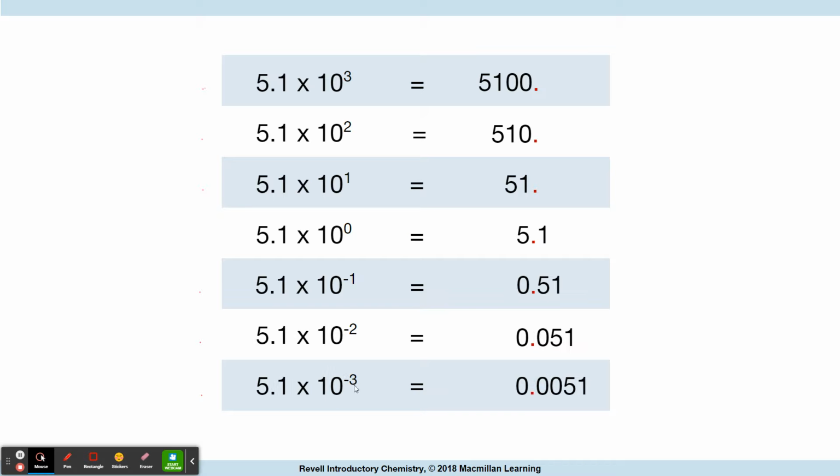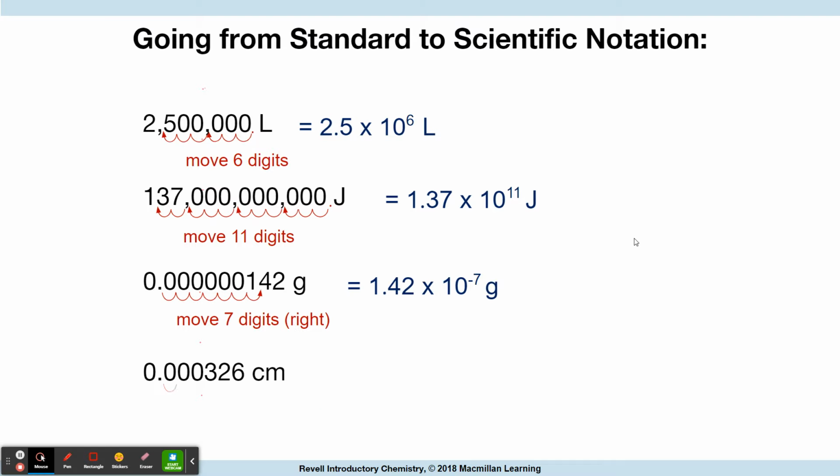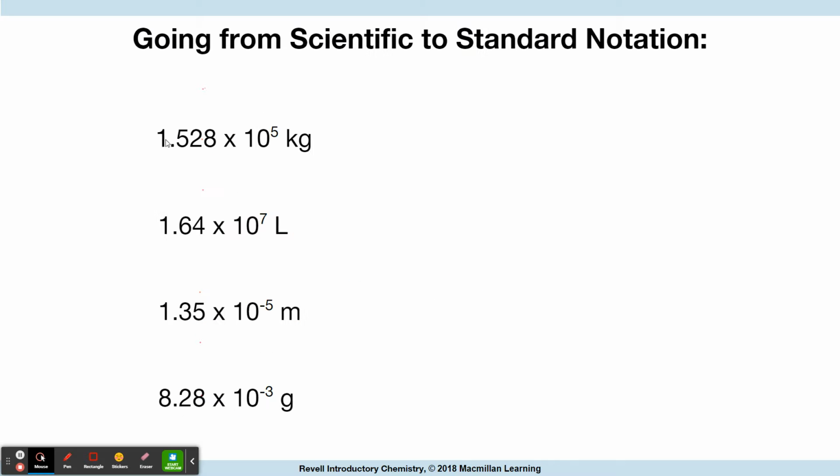Here you have minus 3, so you're going to be moving this 3 places to the left, and that's why you have 0.0051. So when we use some terminology, when we go from, say, standard to scientific, this is our standard. Standard is how you normally would write it, and scientific is when you use your base and your exponent. Scientific to standard, once again, the exponent tells you how many places you're going to move the decimal.